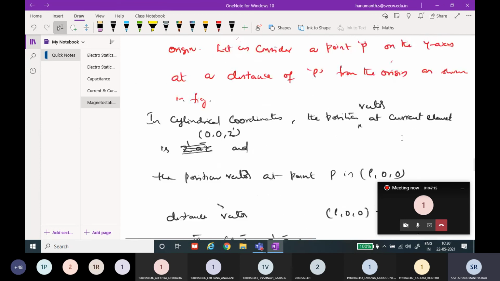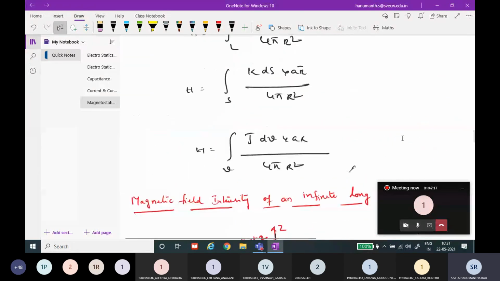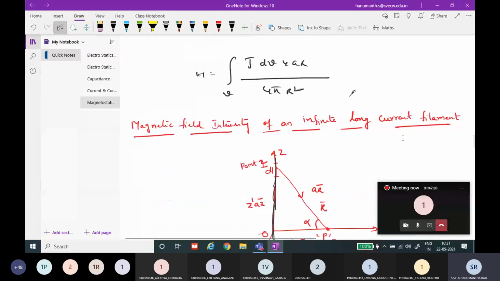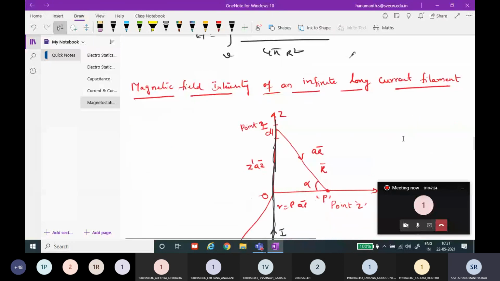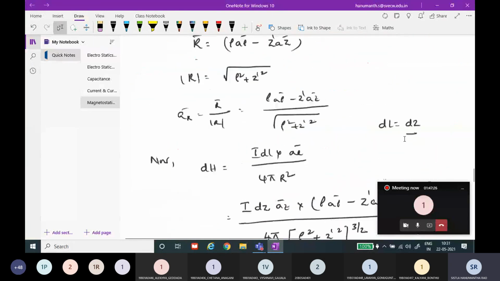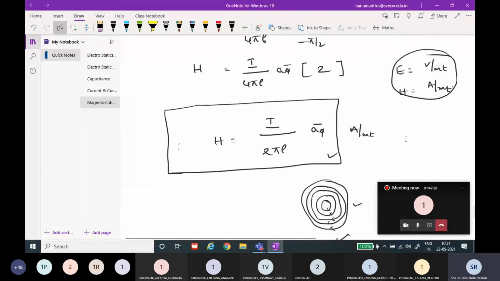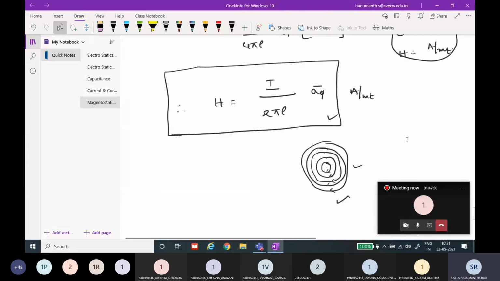Clear? The magnetic field intensity, what we have derived, is the equation for the magnetic field intensity of an infinitely long current filament: H is equal to I by 2 pi rho, a phi.